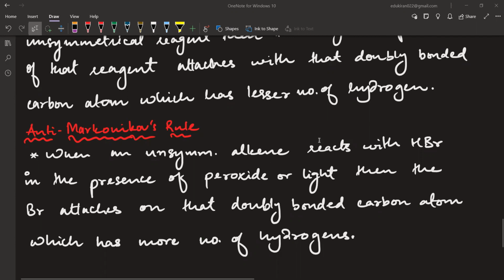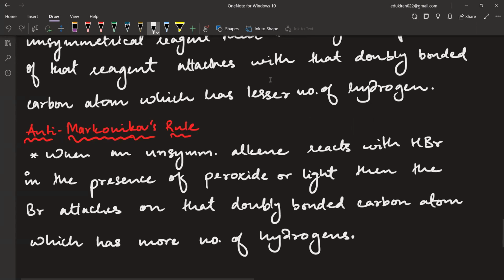Oh, symmetrical and unsymmetrical reagents you want to know? See, an unsymmetrical reagent will have some kind of polarity. If polarity is there, that means it is unsymmetrical, with delta charges, meaning they have different atoms. And a symmetrical reagent will have the same atoms, for example Cl2, Br2, I2. These are examples of symmetrical reagents.